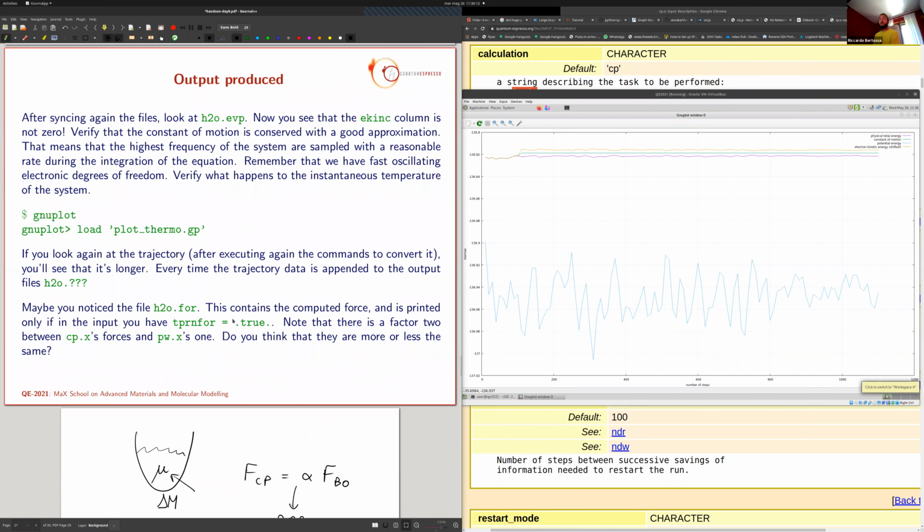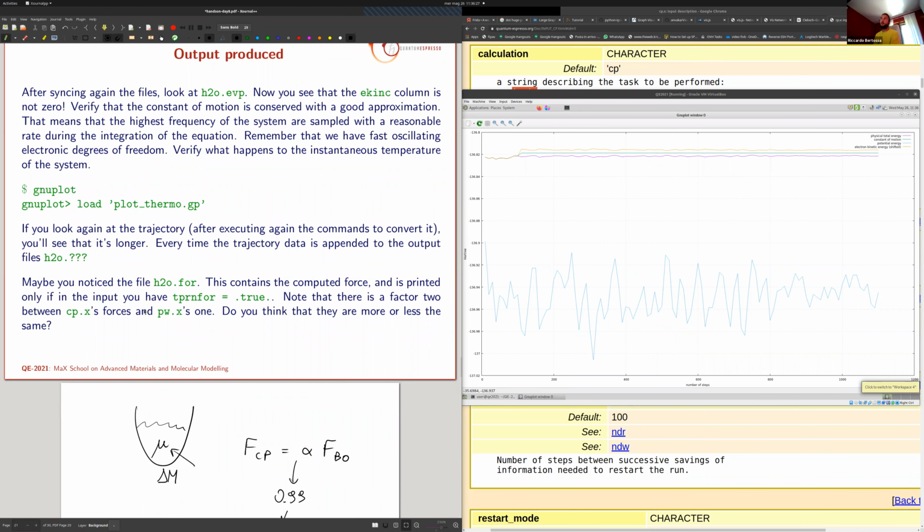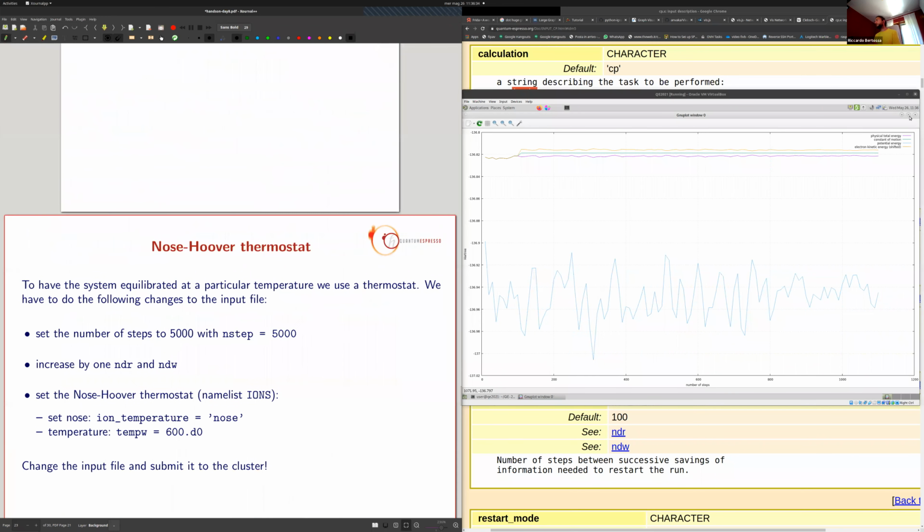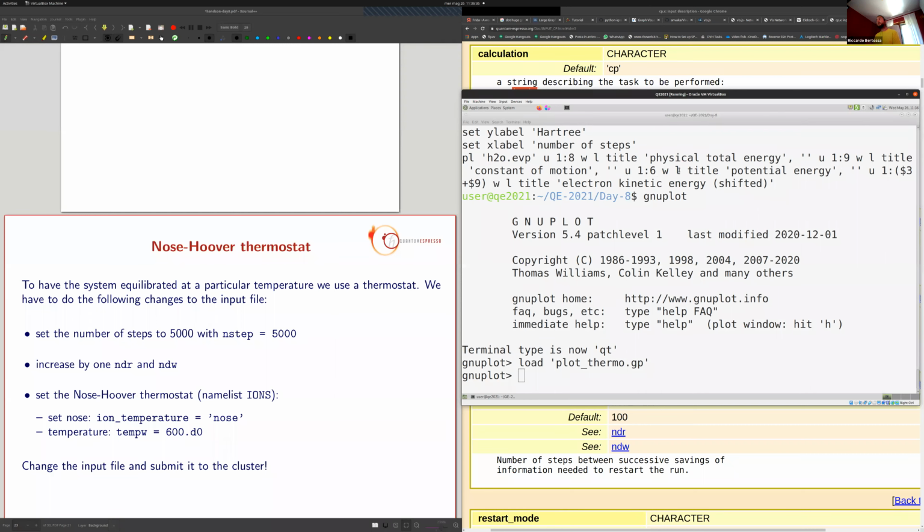So here I was suggesting to compare the forces, apart from the factor of 2, with an electronic mass of 50 atomic units. You should not see anything strange. You should see that the forces are more or less the same as the PW ones. Okay, so this is done. Now let's move to the next step.